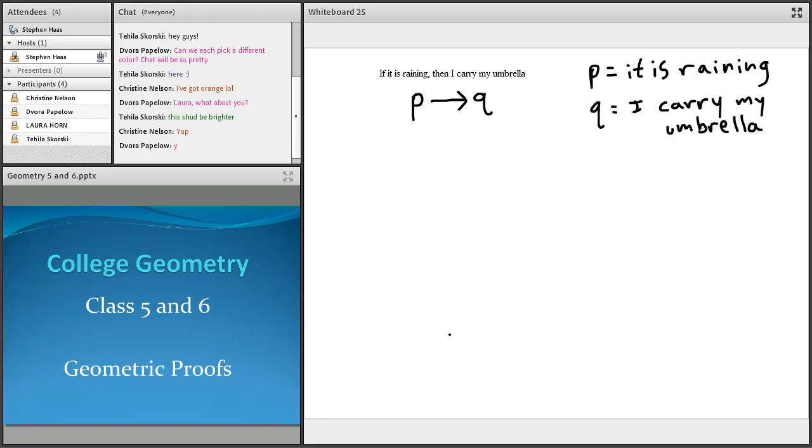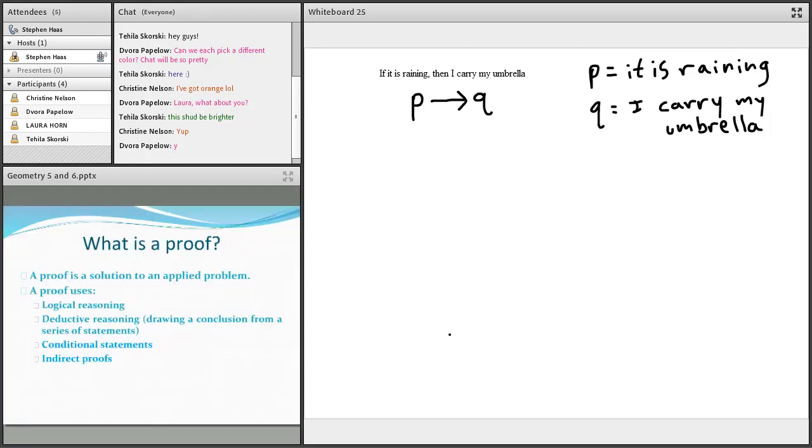But be that as it may, it is time for college geometry, and it is time for class number 5, and today we are going to be discussing proofs and geometric proofs. Before we even discuss geometric proofs, I want to discuss a few logical rules, because those are necessary in order to prove something. Whenever you want to prove something, you have to establish it using rules of mathematics, but also rules of logic.